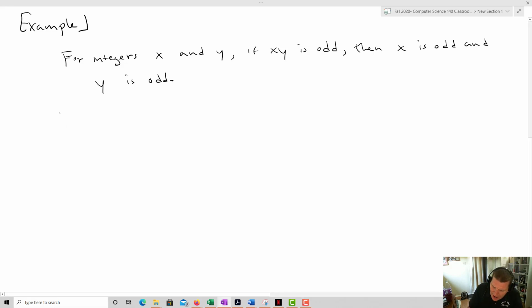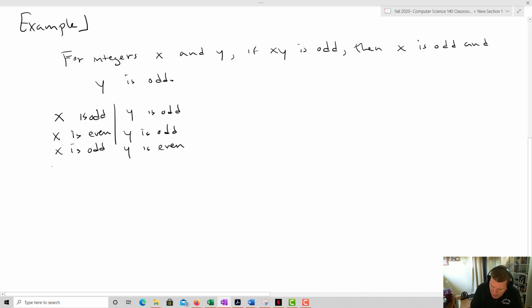In this case, we could have x is odd and y is odd. That's one option. We could have x is even and y is odd. We could have x is odd and y is even. And we could have x is even and y is even. So in this case, there's only a limited number of choices or cases that we could have in this situation.